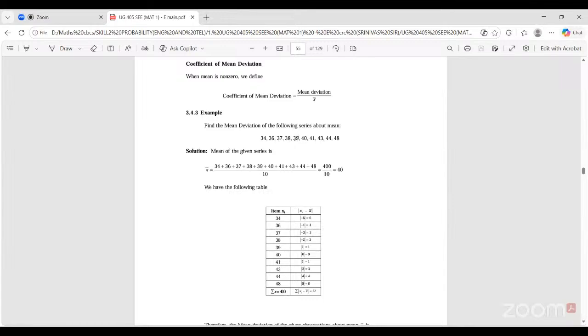So now I am solving one problem. Find the mean deviation of the following data: 34, 36, 37, 39, 40, 41. So this is in ascending order. I am taking the 10 values. The total of the values I am adding is 400, and 400 by 10 is equal to 40.